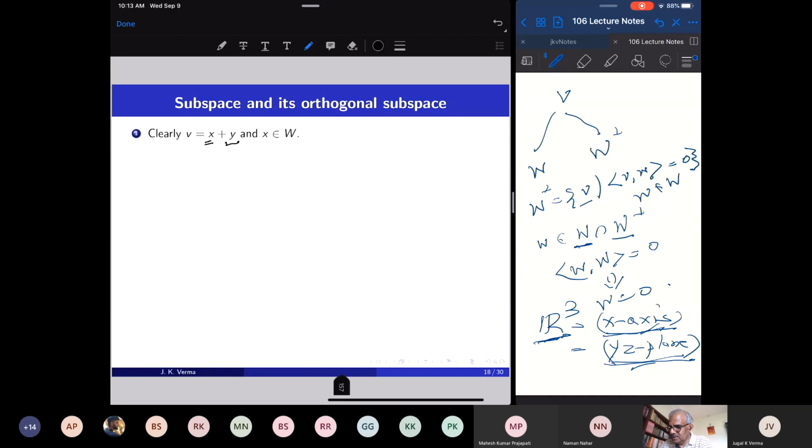So that means we need to show that V minus x is perpendicular to every vector w in W. So let us do that: y belongs to W perp. To prove that y is perpendicular to every vector in W, I need to take the inner product of y with Vi and show that it is equal to 0.